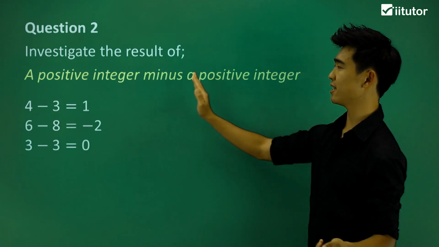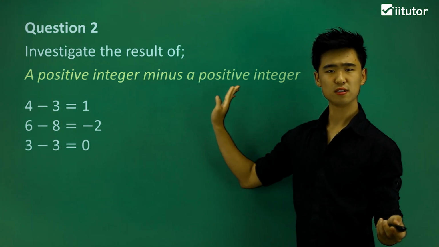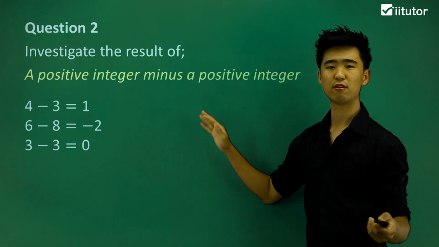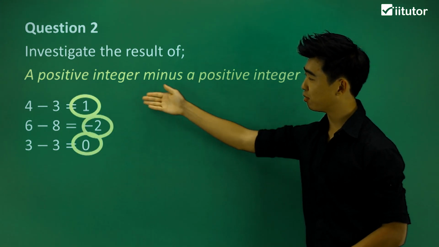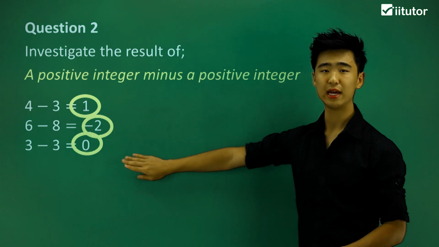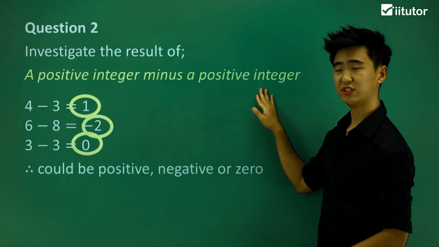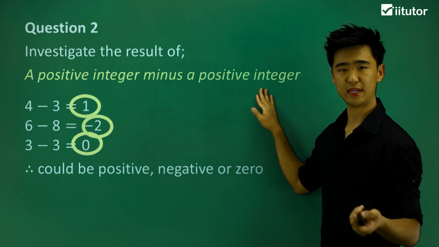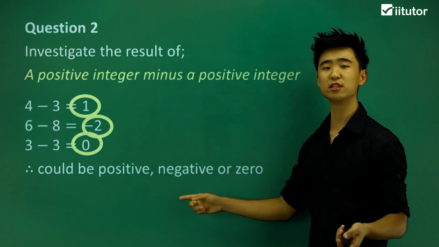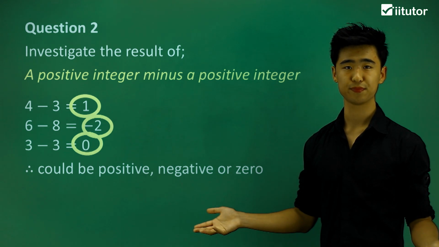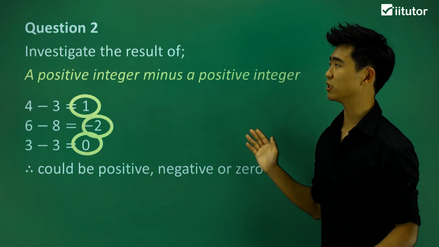So when we take a positive integer from a positive integer, our result can be a positive number, a negative number, or 0. That's how we approach when a positive integer is minusing from another positive integer. It can be positive, negative, or it can be 0. Let's move on to question number 3.